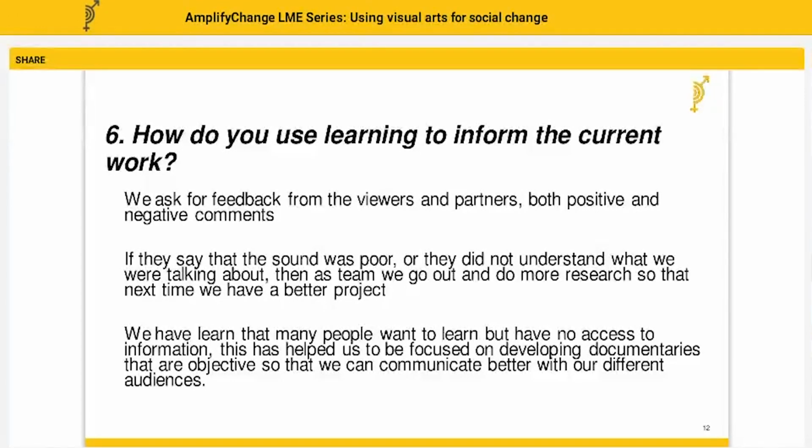So number 6, how do you use it to inform the current work? This goes back to feedback. When you get feedback, use it to inform your current work. For example, if you're working now on the topic of transgender persons, people ask, why is it that some don't want to show their faces? We told them it's important for us to look into the security of the participants, because it's really important.